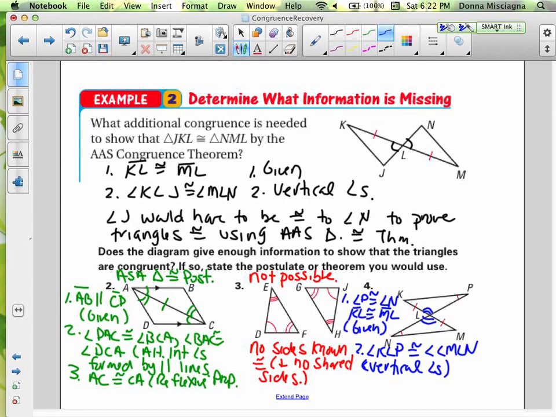We've got two angles and a side not between them, so this would be the angle, angle, side triangle congruence theorem. There we go. We could prove those triangles congruent.